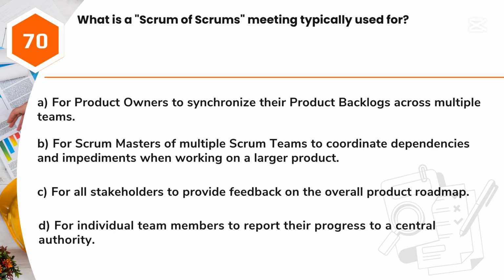Question 70. What is a Scrum of Scrums meeting typically used for? A. For product owners to synchronize their product backlogs across multiple teams. B. For Scrum Masters of multiple Scrum teams to coordinate dependencies and impediments when working on a larger product. C. For all stakeholders to provide feedback on the overall product roadmap. D. For individual team members to report their progress to a central authority.